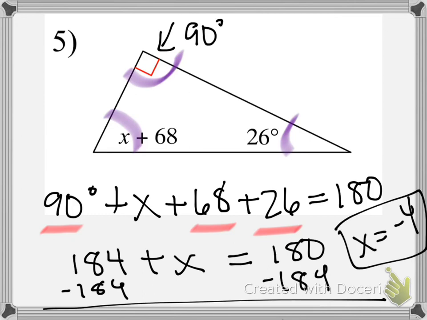So be careful there. And it's okay that our x is equal to -4 because when we plug it back in, the angle itself is not negative. Okay?